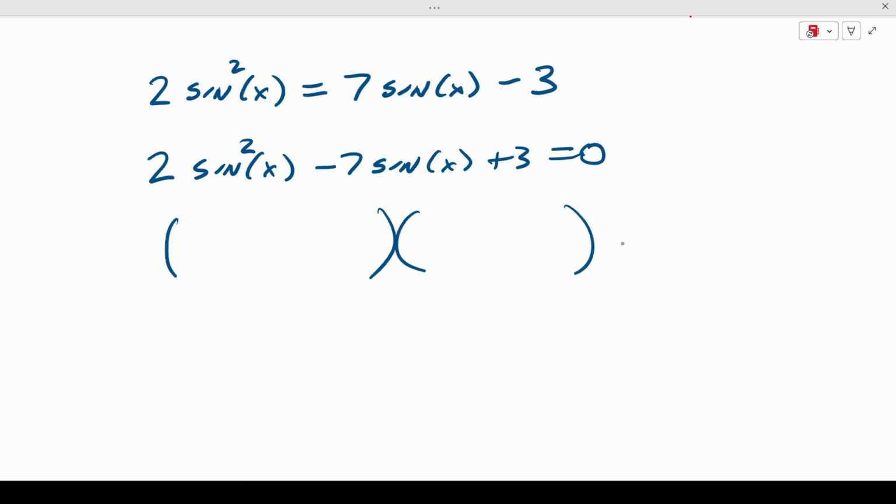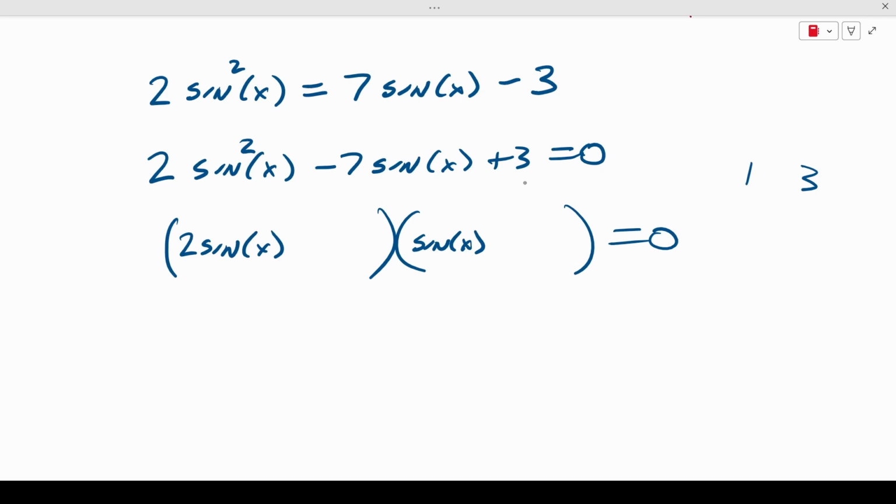I'm going to make my brackets, and I'm going to say what two numbers multiply. Well, actually, what I'm going to do is guess and check, but then maybe I'll do it a second way. So I'm going to write out what two numbers multiply to make 2 sine x squared. Well, one of them has to be 2 sine x, the other one has to be sine x. That makes 2 sine x squared. And to multiply to get 3, there's only one way to multiply two numbers to get 3. That's 1 and 3. So the only question here is, what goes where?